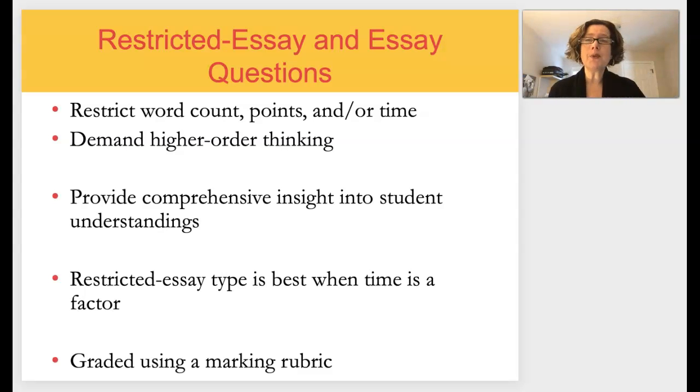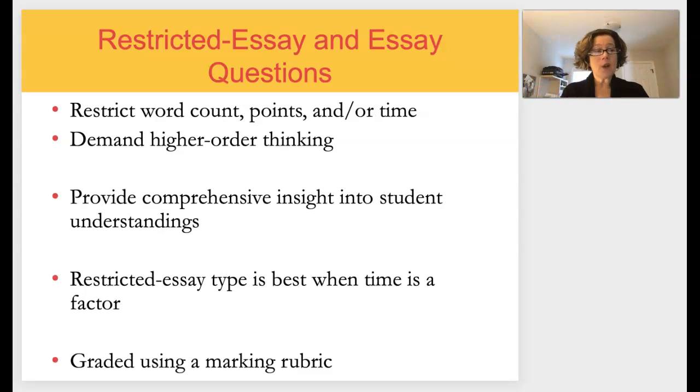Okay, so the pros of using restricted essay and essay questions: it's good for assessing understanding of material, higher level thinking, ability to organize info, and basically their writing skills. It's always about writing. That's also a con. And it doesn't take long to prepare these questions, but it takes a long time to mark them.